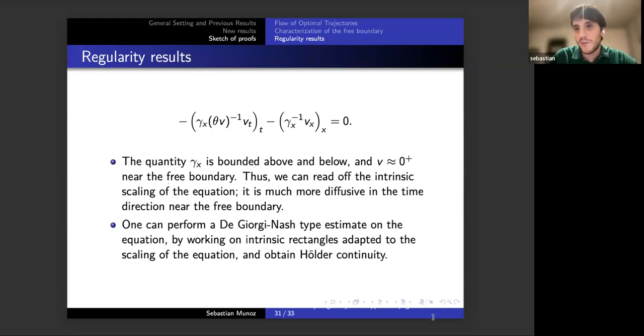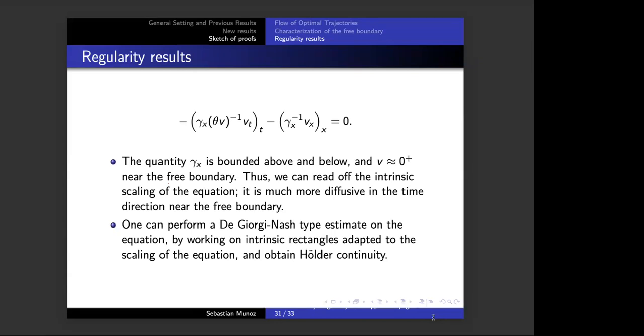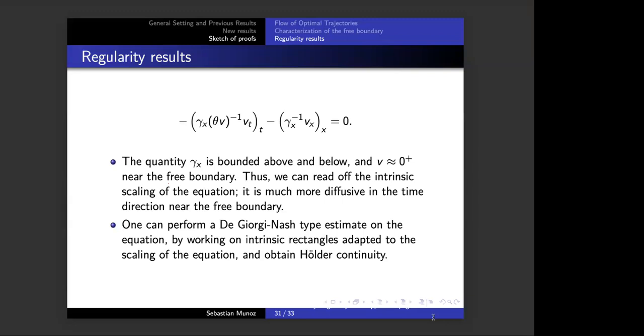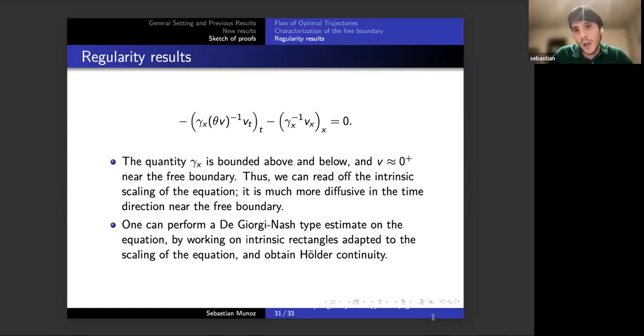The point is that if you do a change of variables, you can transform the equation to be uniformly elliptic. If you work on a rectangle that is longer on one side and shorter on the other, according to this scaling, then you will get a uniformly elliptic equation, at least morally speaking. But we have to choose exactly the correct rectangle, and the rectangle is determined by the value of v at the center of the rectangle.